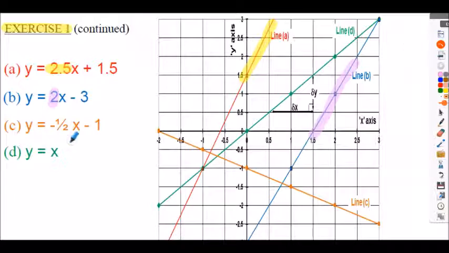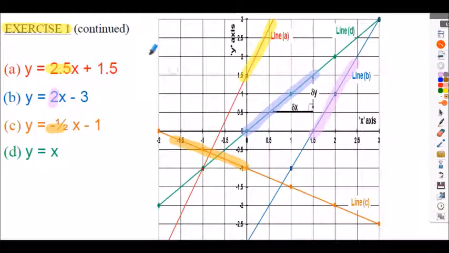For line C, y is equal to negative half x minus 1. The gradient here is obviously a negative value, so you can see the direction of the line has changed here. And finally, line D, we know that's y is equal to x. That's y is equal to 1x, if you like. So that's actually a 45-degree line going through the origin in this case.